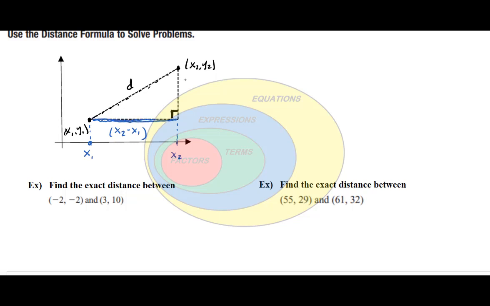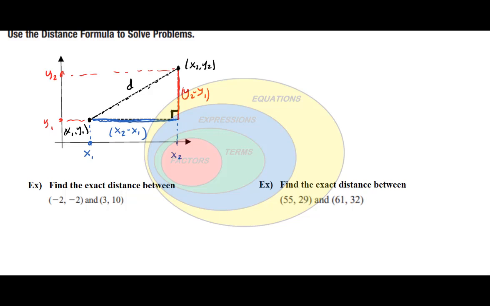And then we also need to find the distance on this side of the triangle. And again, if we notice, the y coordinates actually represent the height. So this would be y sub 2, and this one would be y sub 1. And the difference between them, or y sub 2 minus y sub 1, would be the distance here.